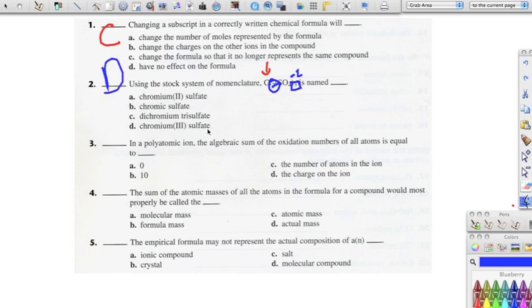chromium(III) sulfate. The next one, it says, in a polyatomic ion, the algebraic sum of the oxidation numbers of all atoms is equal to, and it should be D, the charge of the ion. Number 4, it says the sum of the atomic masses of all the atoms in the formula for a compound would most properly be called, and the answer would be B, the formula mass.